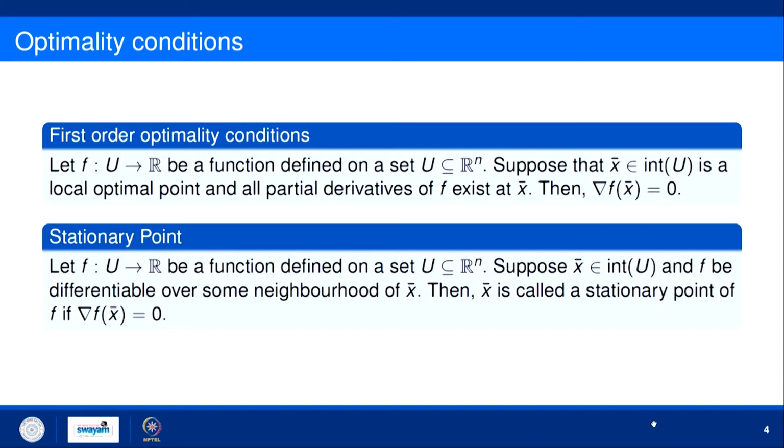This is the necessary condition: if x bar belongs to the interior of U and is a local optimal point, and all partial derivatives exist at x bar, then the gradient of f at x bar will be 0. So how can we show this? Let us try to prove this.